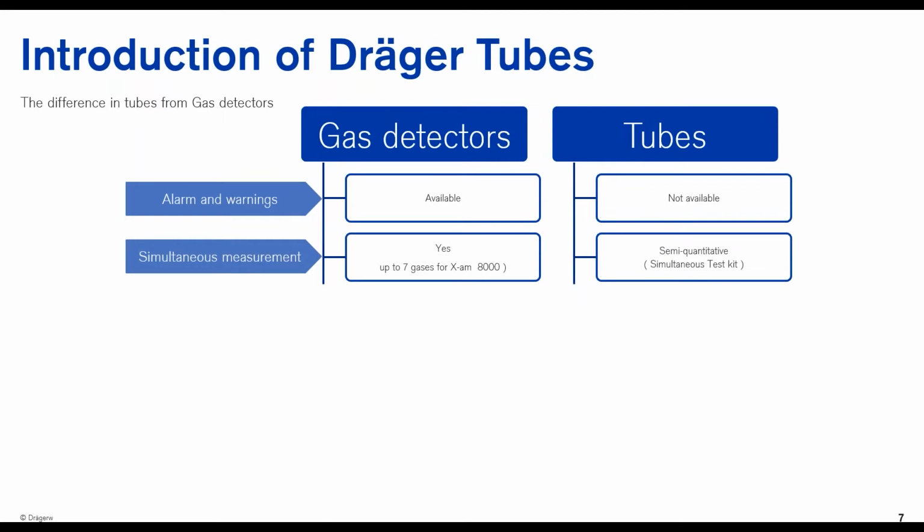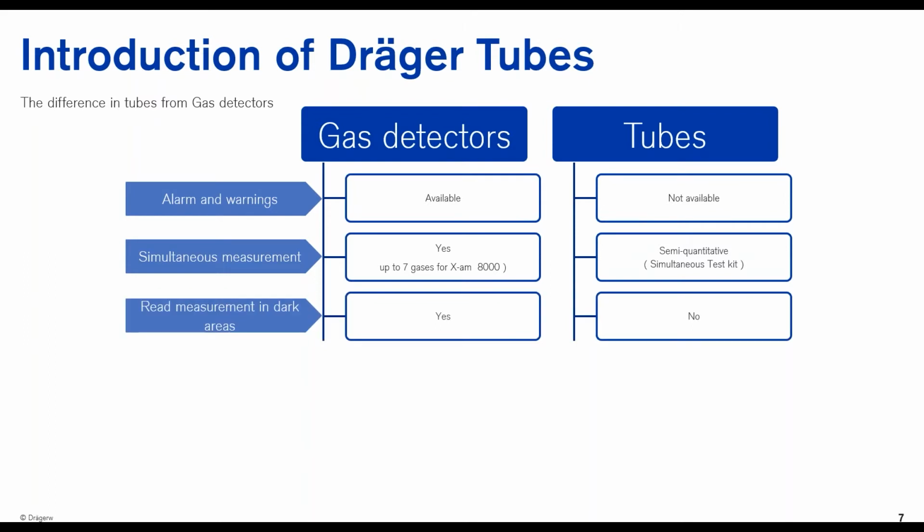So for gas detectors, there are single and multiple gas detectors. For the multiple gas detectors, yes, you can equip multiple sensors that can detect up to 7 gases, for example, the XS8000. But the tubes themselves are actually meant for single measurement and detection. But we do have simultaneous test kits that can do simultaneous measurement, such as the fumigation kit. This measurement itself is a semi-quantitative measurement.